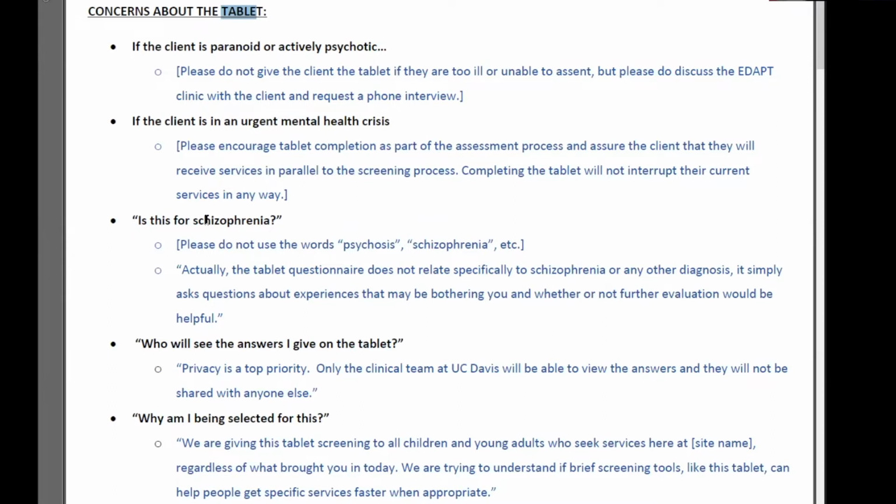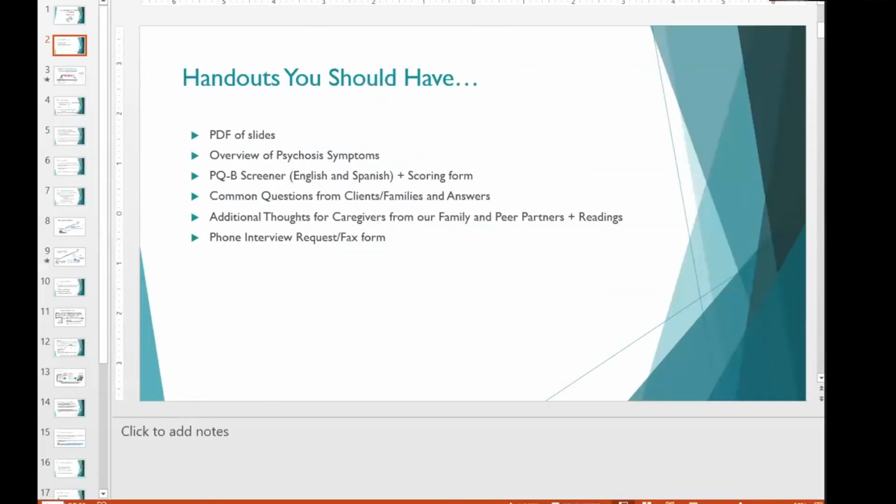Somebody asks you, is this for schizophrenia? No. So we'll rework this because it still has tablet language, and we'll just replace it with screening and really just try to make sure that you can use these questions and give these answers to the folks who will be doing the screening. Then we have additional ideas and readings.